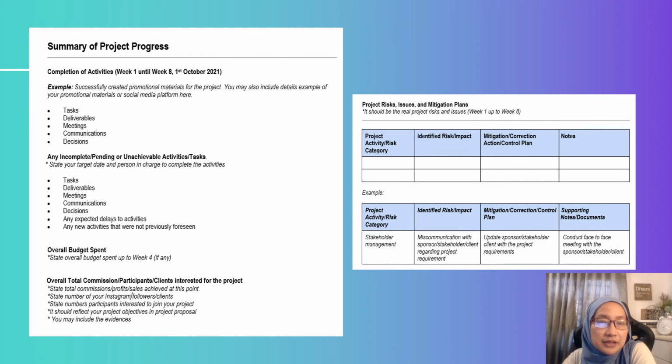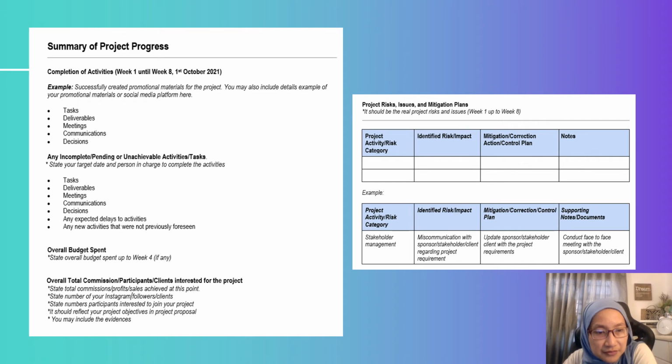If you feel that you don't want to put it here, you can just put a Canva draft link here. Whatever task, deliverable, meeting, communication, or decision, you have to put it here, and any incomplete or pending activities you also have to report in your progress report. Then maybe you have the overall budget spent here, and the overall total commission or participants. This is actually your objective. You have to state the total commission or profit sale you achieved at this point, the number of your Instagram followers or clients, or the number of participants interested to join.